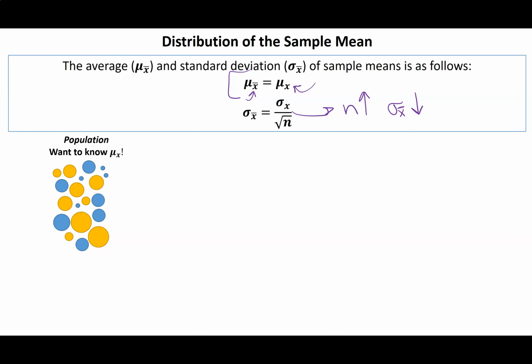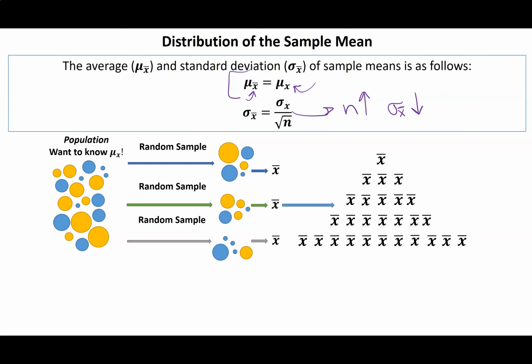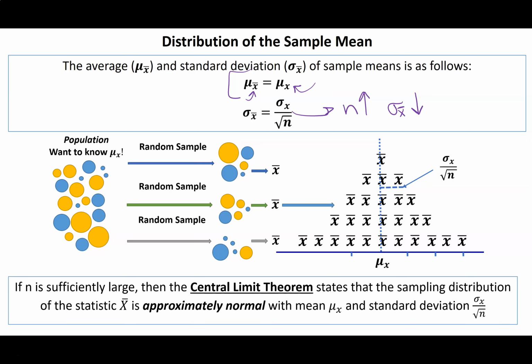So you start off, you want to know mu. So I'm going to take a random sample, calculate X bar, repeat, take another random sample, calculate another X bar, repeat. And then we're going to plot these, take some more random samples, get more X bars, plot them. And so now we know it's centered at mu. We know roughly how it's spread out.